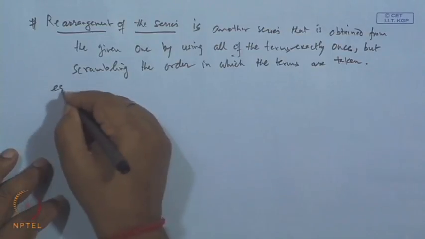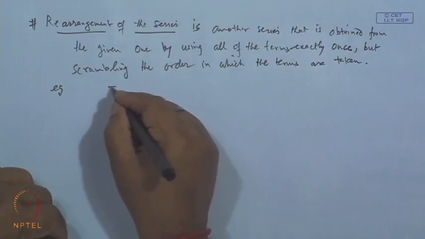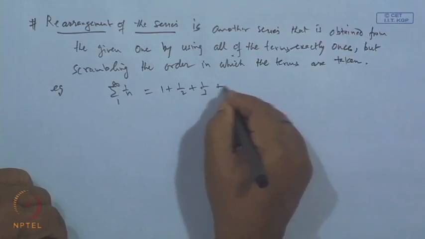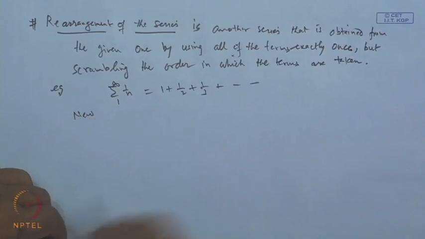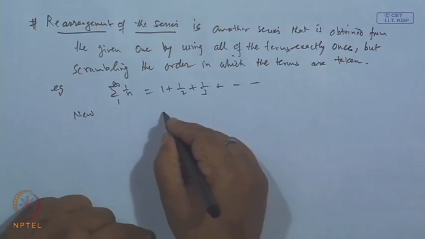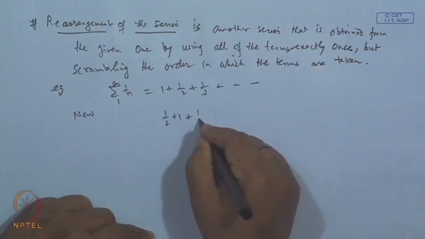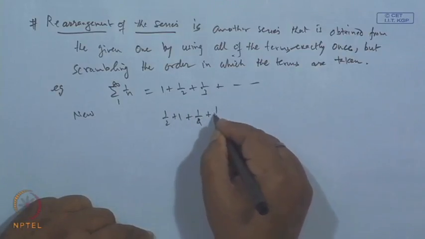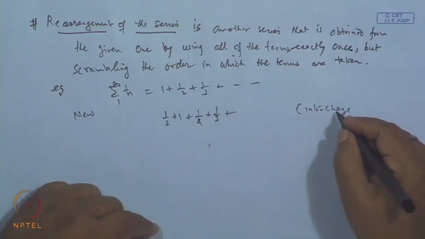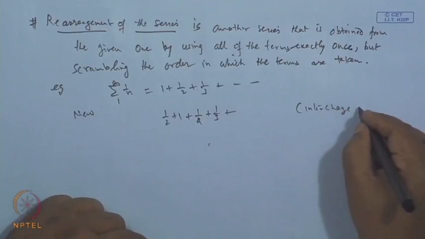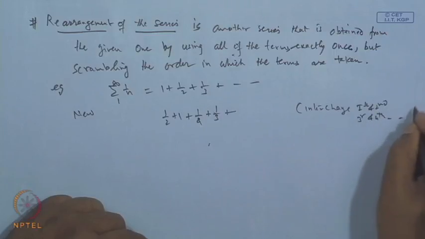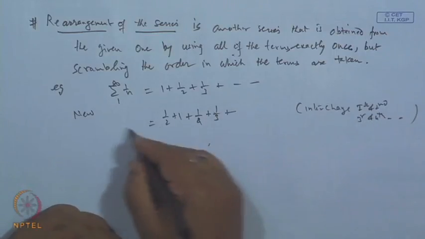For example, if we take the harmonic series, sigma 1 by n, n from 1 to infinity, 1 plus 1 by 2 plus 1 by 3 and so on. Suppose I take a rearrangement of this harmonic series by interchanging the first and second terms. So, half plus 1, then the third and fourth terms, 1/4 and 1/3, like this. So, interchanging the first and second, third and fourth, and so on, we get a new series.